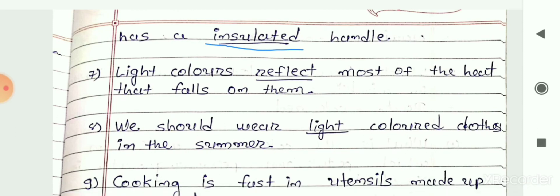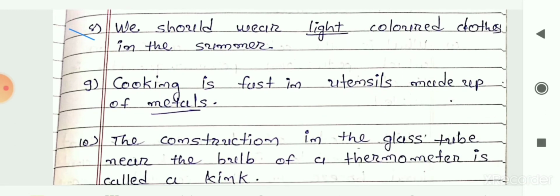Next blank is, light colors blank most of the heat that falls on them. So light colors reflect most of the heat that falls on those objects. Next is, we should wear blank color clothes in summer. So your answer is light. We should wear light color clothes in summer, as they reflect most of the heat, or you can say they absorb less amount of radiation.